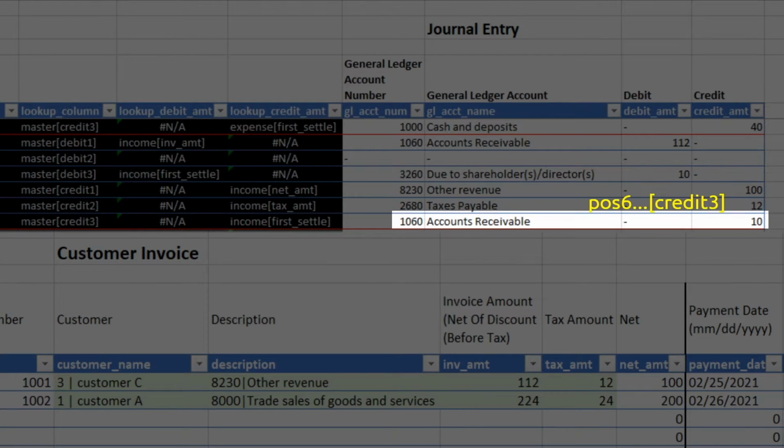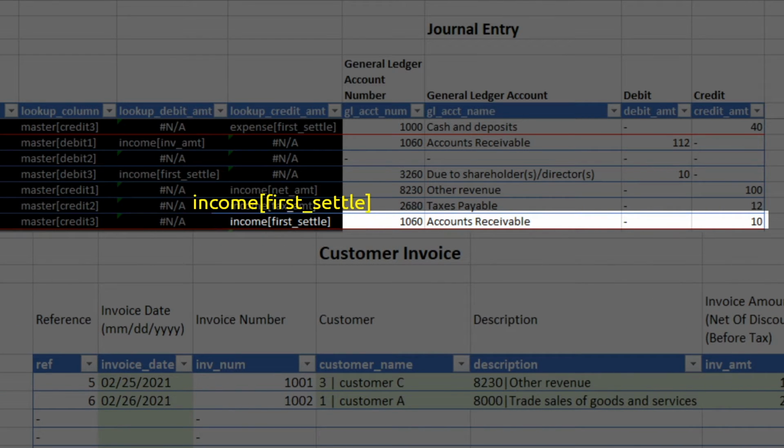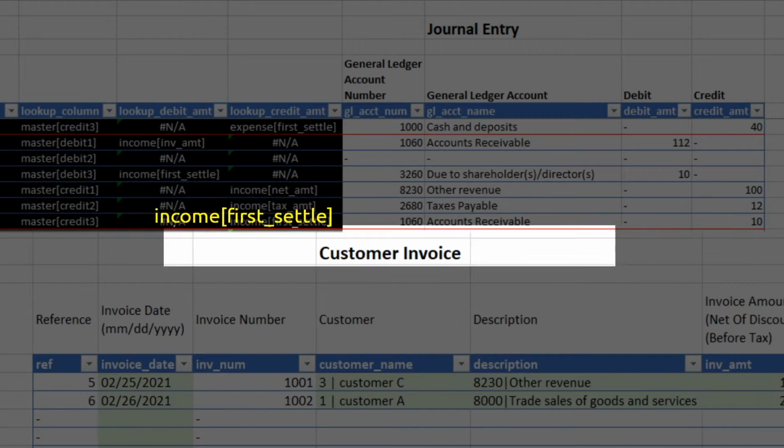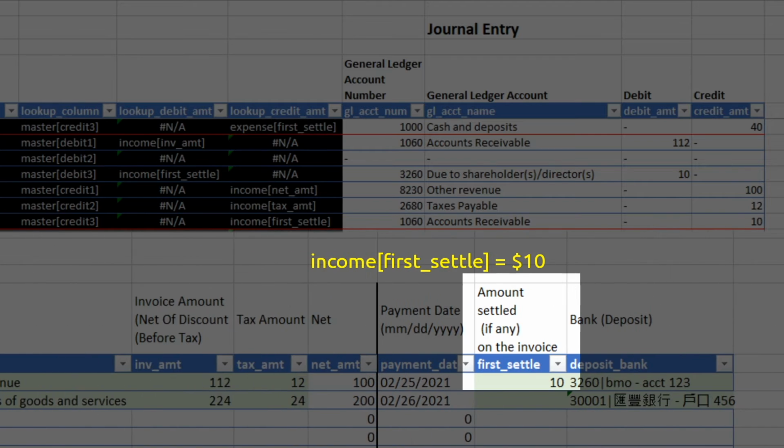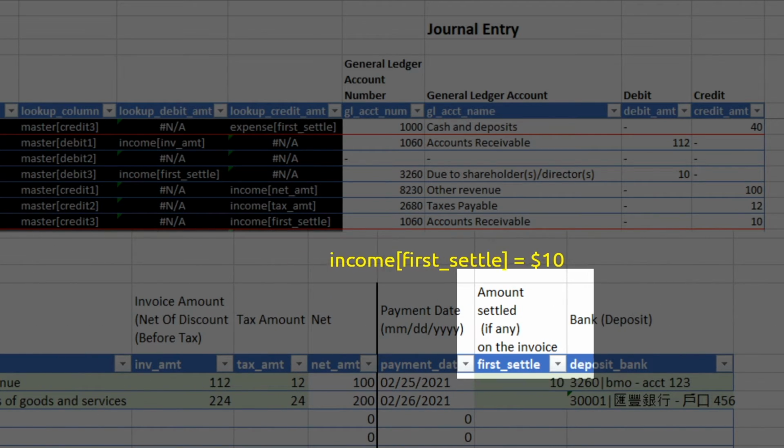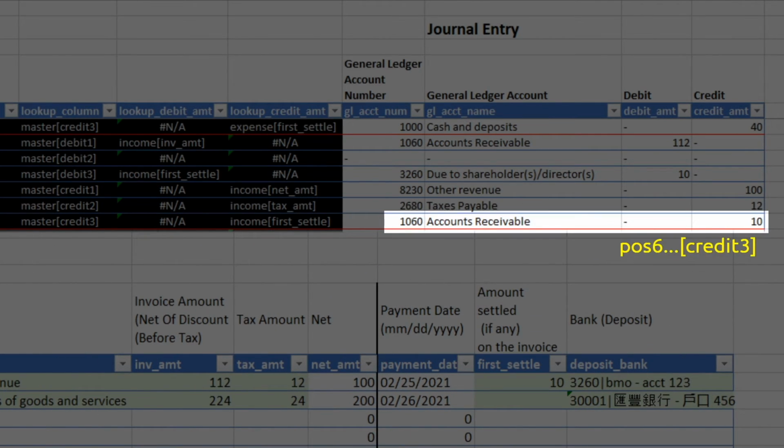For position 6, we look up to the first settle column from the income table. That's the $10 of first settlement that you see at position 6.